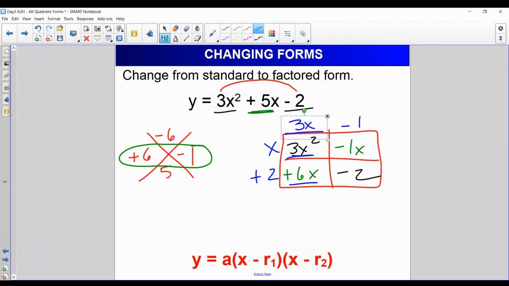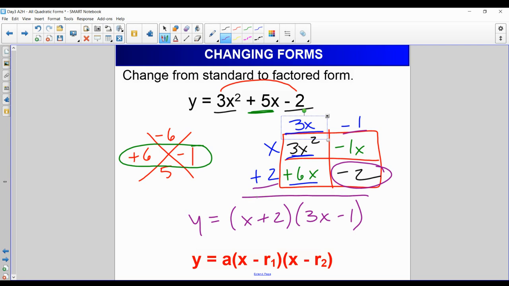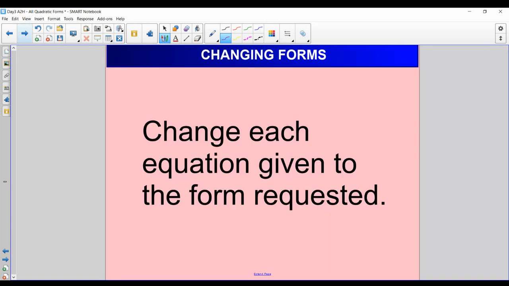Double check: positive 2 times negative 1 is negative 2. It is. So my factored form is x plus 2, 3x minus 1. Okay, so I'm going to have you work on some problems to see if you've got that.